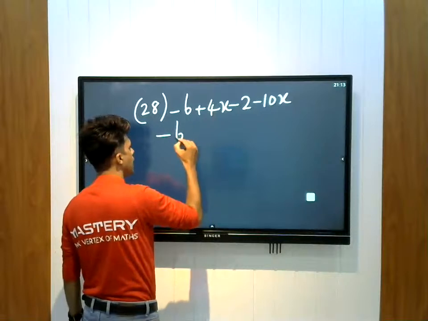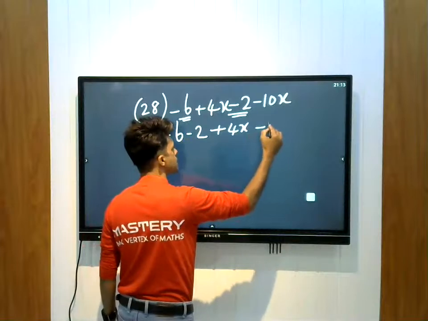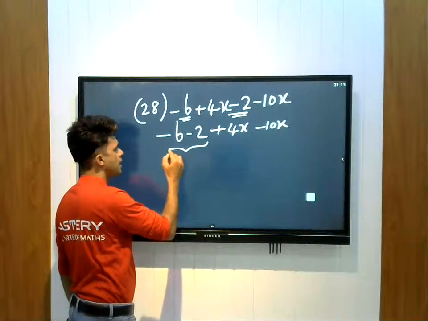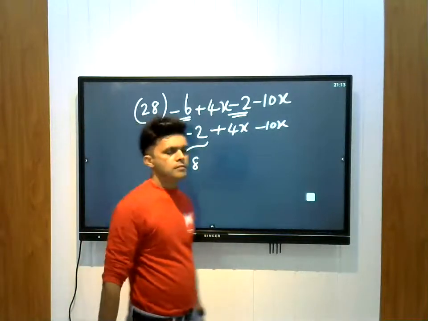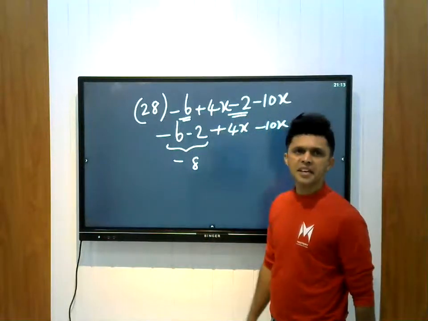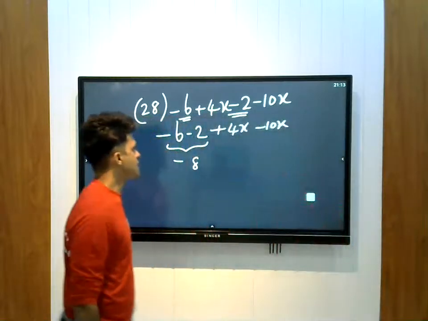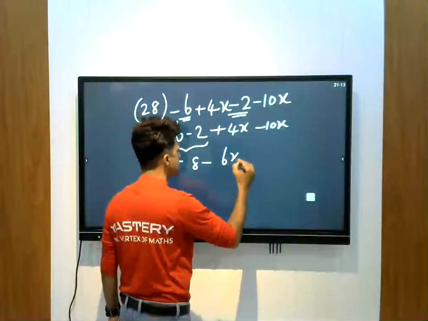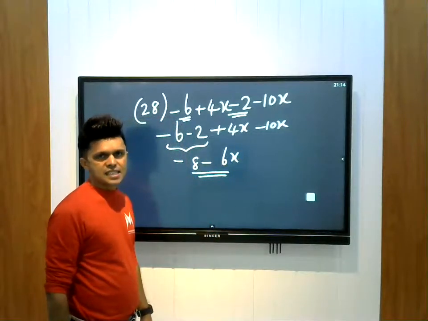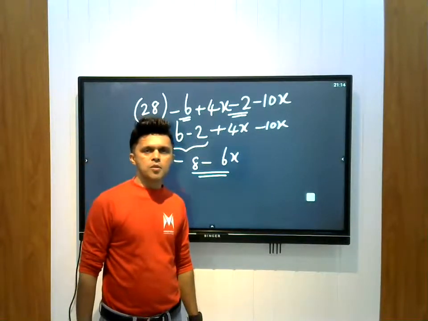Simplify the like terms. Minus 6 minus 2, these two terms can be simplified, plus 4x and minus 10x. Now simplify. Minus 6 minus 2 is minus 8. Plus 4x and minus 10x is minus 6x. The answer is minus 8 and minus 6x. You can't simplify these terms more.